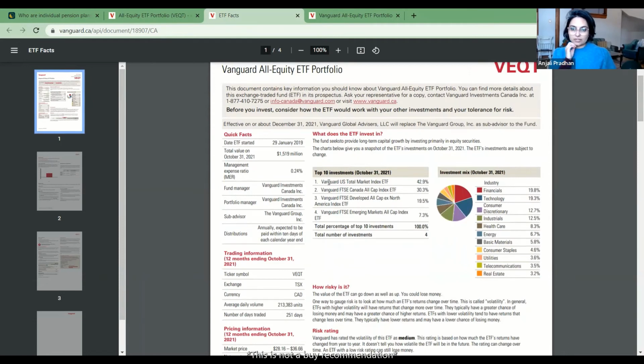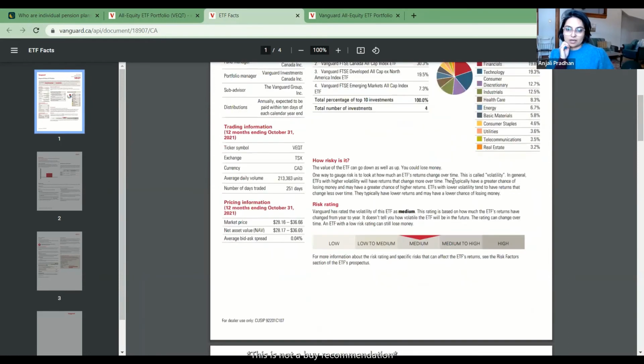Okay, so let's see if there's anything else here that we find interesting. They say that the volatility of this ETF is medium. I don't find this super helpful, because it's like, medium compared to what? But yeah, according to them, it's medium compared to maybe some of their other ETFs.